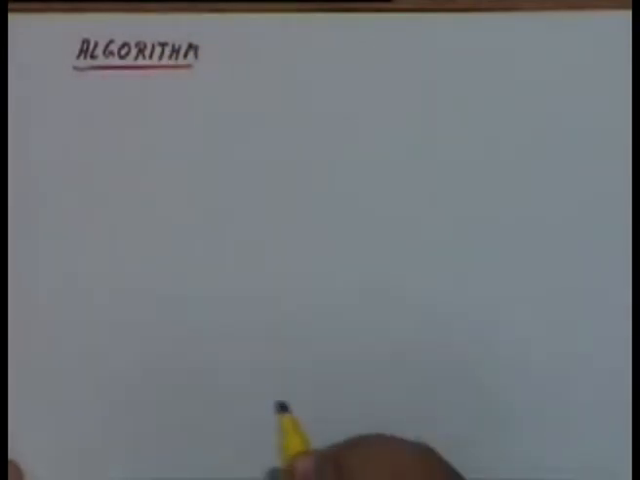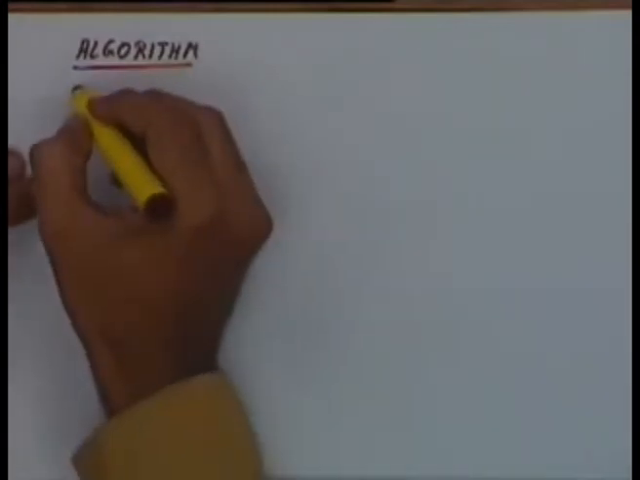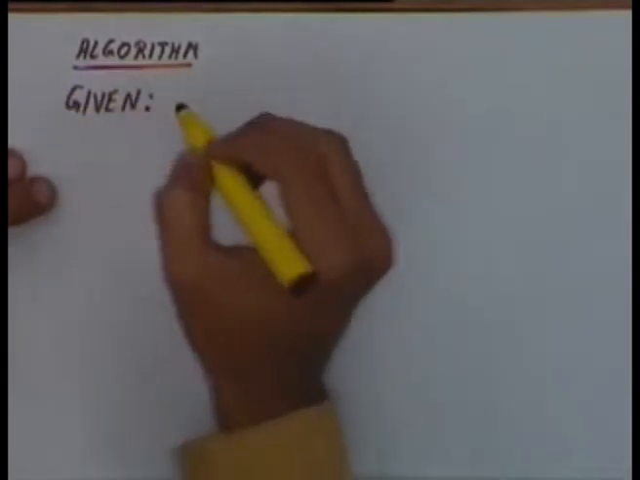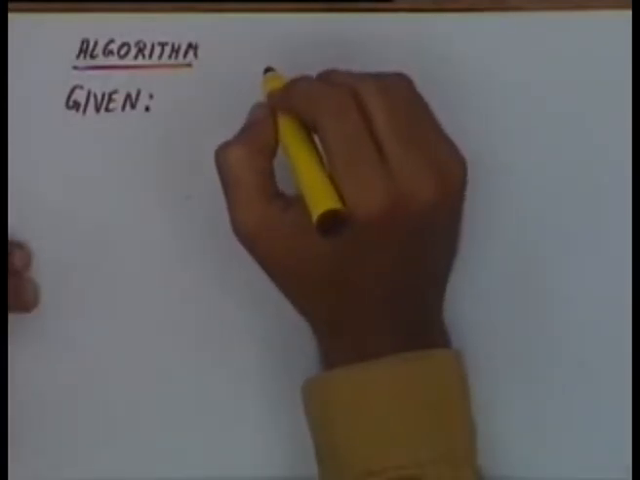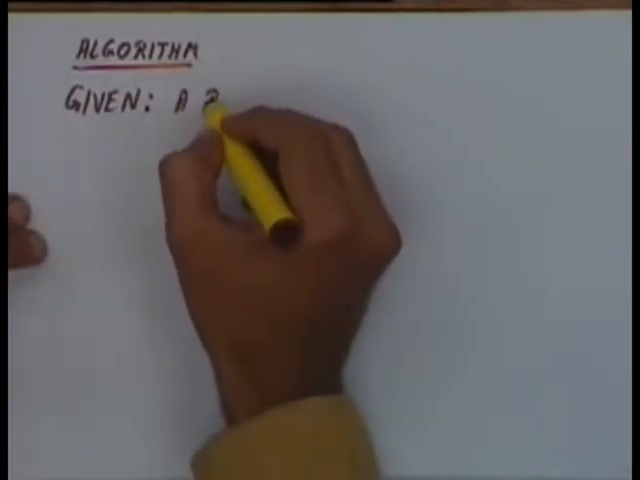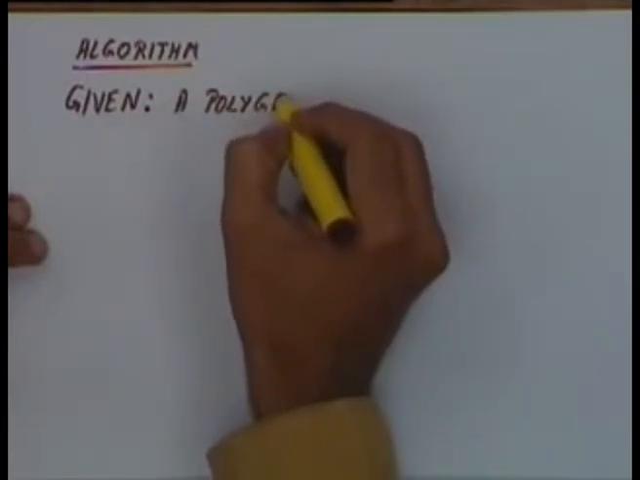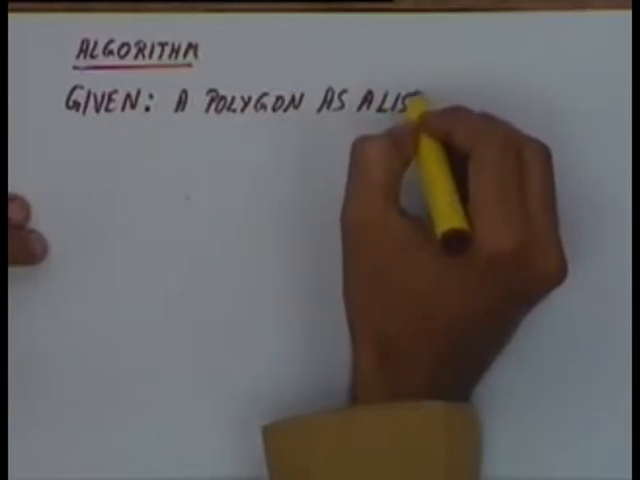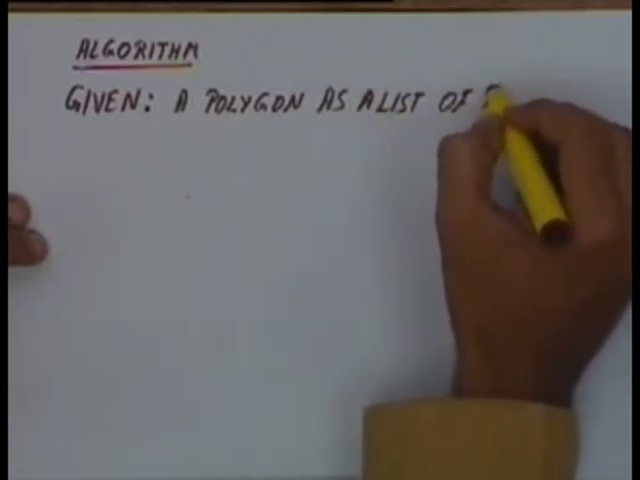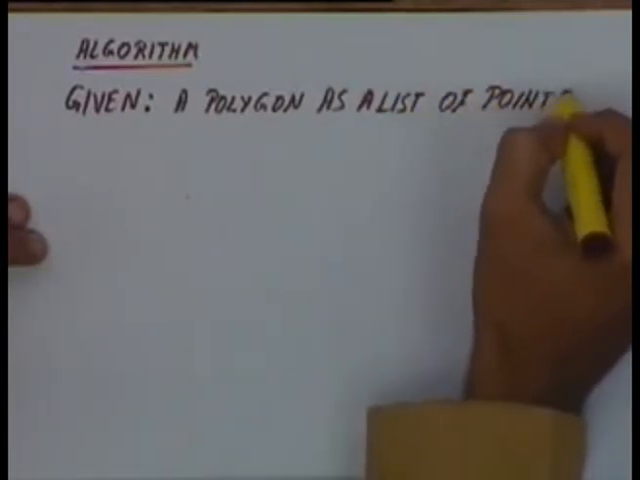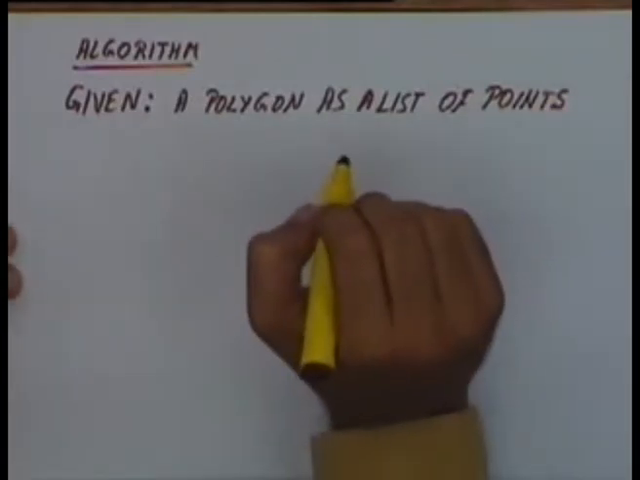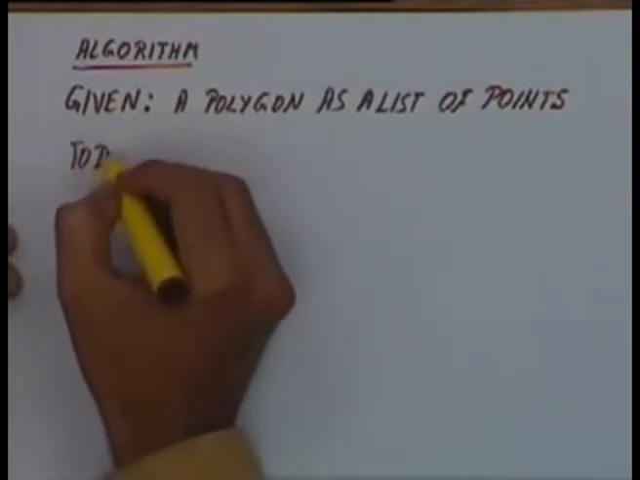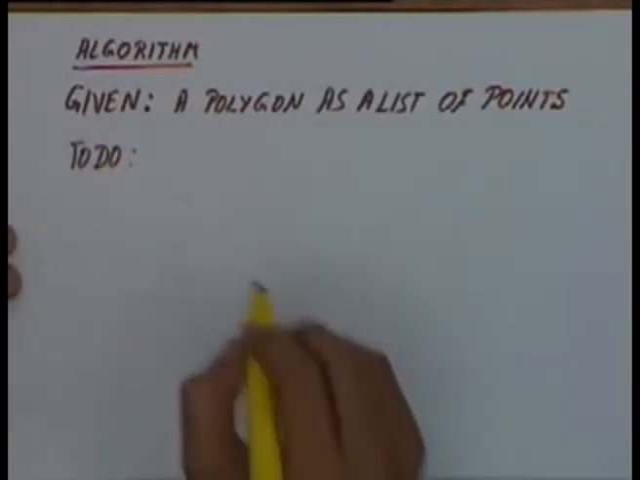Algorithm for scan conversion of polygons. What is given to us? A polygon, which has a list of points. Again, what do we have to do? What is the aim? To fill the polygon.